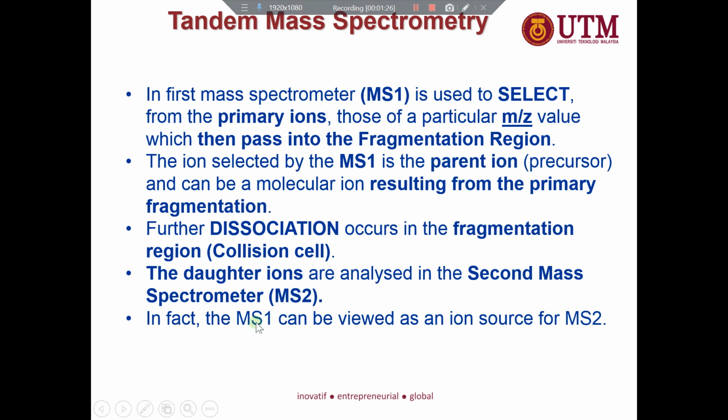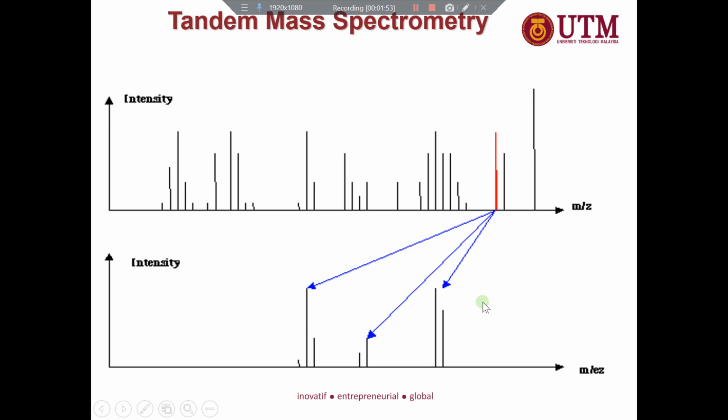Okay, we can accept MS1 as the ion source for MS2. Of course, because at MS1 we separate our ions to get the precursor ion, right? From the precursor ion, we select it as the ion source. But further ionization happens at the collision cell, which we can also call the second ionization chamber.